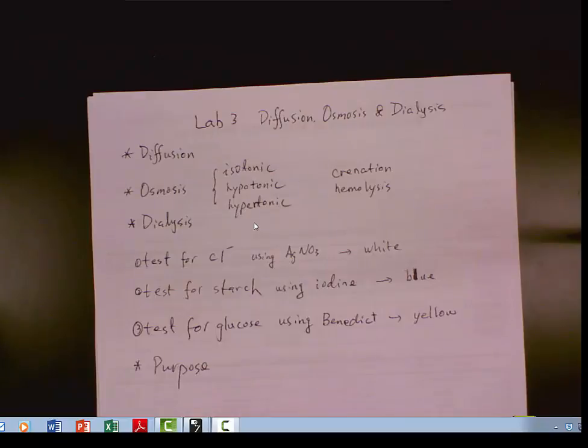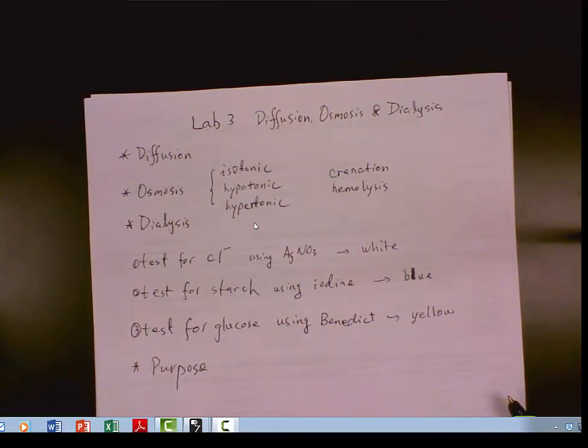Isotonic means the solution has an equal solute concentration on both sides. Hypotonic solution is a solution that has a lower solute concentration than that in another solution. Hypertonic solution is a solution that has a higher solute concentration than that in another solution.